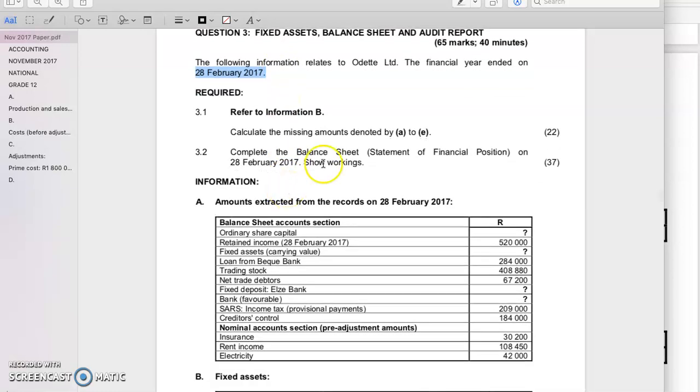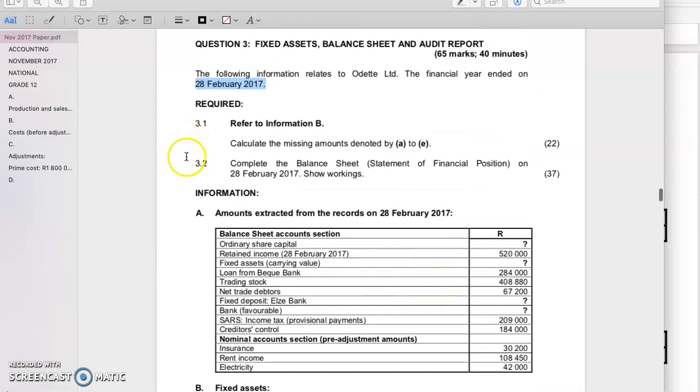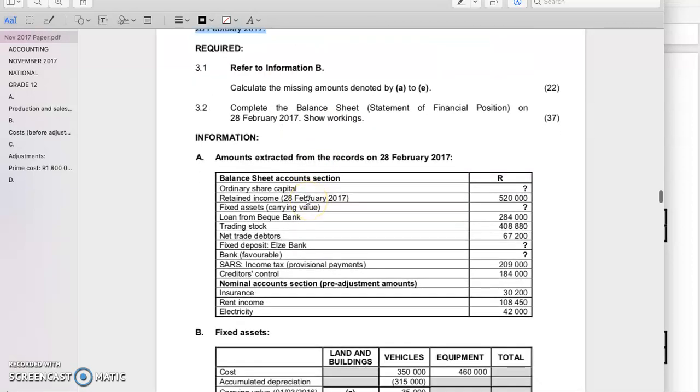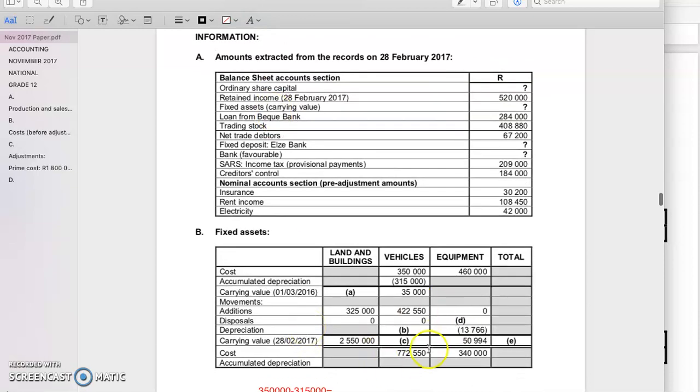Our question 1 is to calculate missing amounts in our fixed asset note, and 3.2 is just to calculate the balance sheet. Okay, so let's get started right away. We want to calculate all our missing amounts here in our fixed assets note. Number 1, can we get any information from this little block? No, we are only told fixed assets, carrying value, we don't know. There is no other information.